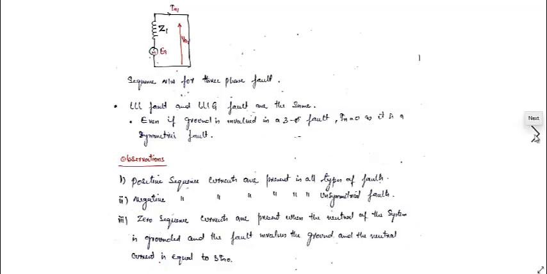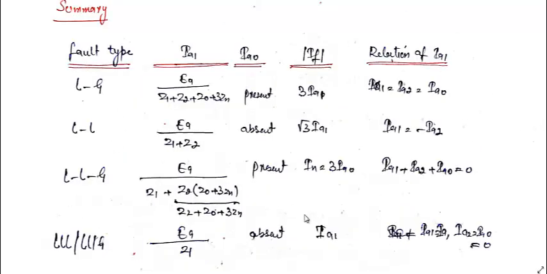Now we can summarize all what we have done. For a single line to ground fault, IA1 can be calculated as EA divided by Z1 plus Z2 plus Z0 plus 3 times Zn, if the neutral is connected to ground. And if we have a fault impedance, we may have 3 times Zf as well. In case of double line fault, we have E divided by Z1 plus Z2, and plus Zf if we have this fault impedance as well.